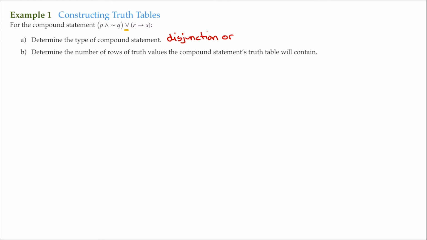And then the next thing we want to know is to determine the number of rows of truth values the compound statement's truth table will contain. So when we go ahead and construct the truth table, it's nice to know how many rows there will be within that truth table. And the way we determine that is 2 to the k power, where k is equal to the number of simple statements.